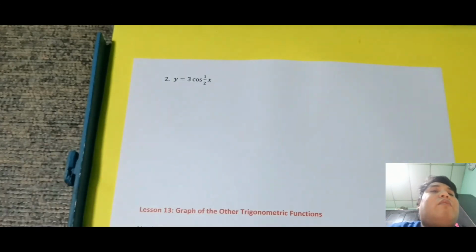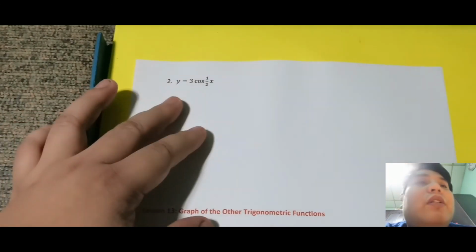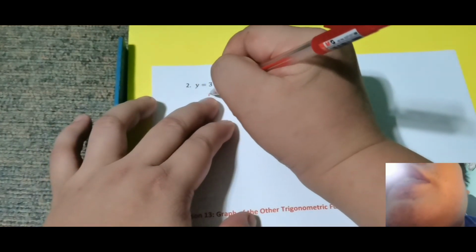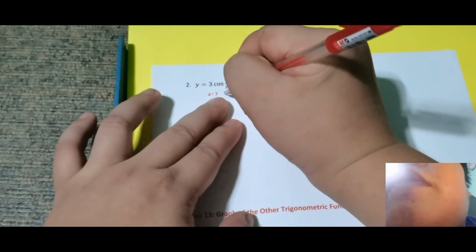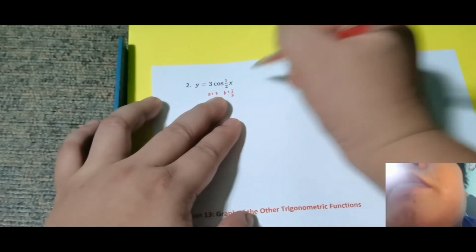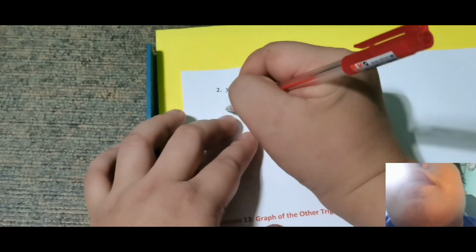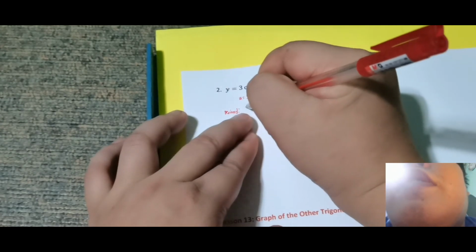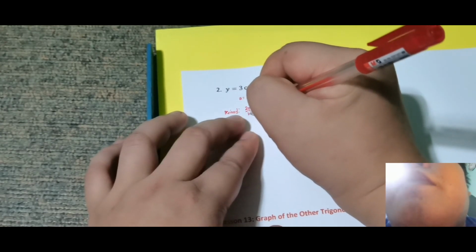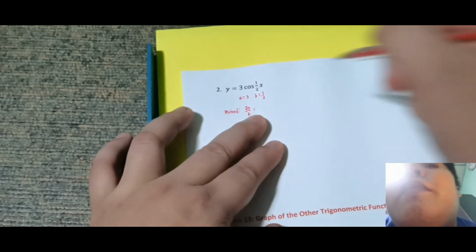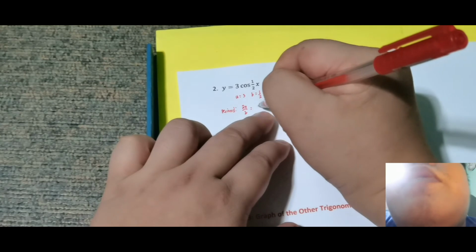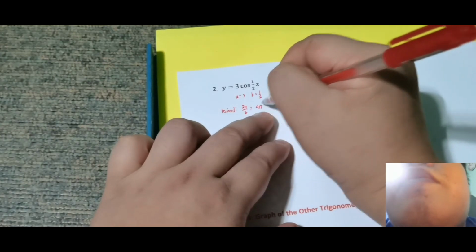Okay, next is y is equal to 3 cosine 1 half x. So, again, sulat ulit natin yung mga value ng a, b, c natin. So, A natin dito is 3, B is 1 half. So, find the period. The period is equal to 2 pi over B, which is equal sa, I think this is 4 pi. No? So, this is 2 pi over 1 half, which is 4 pi.